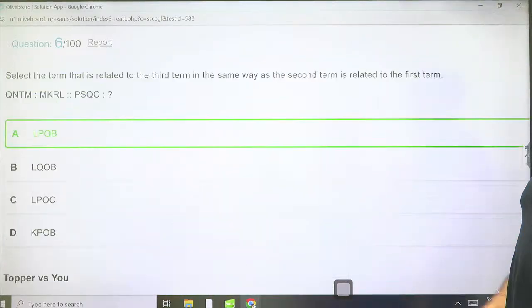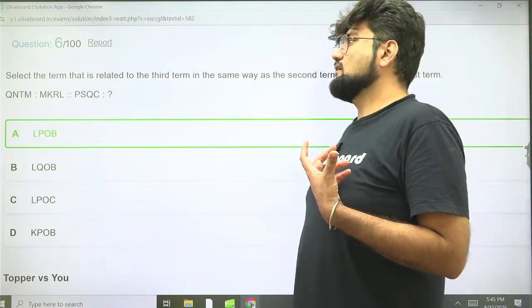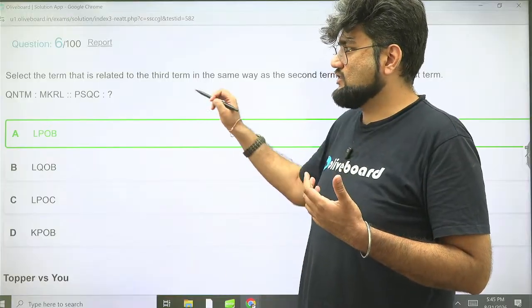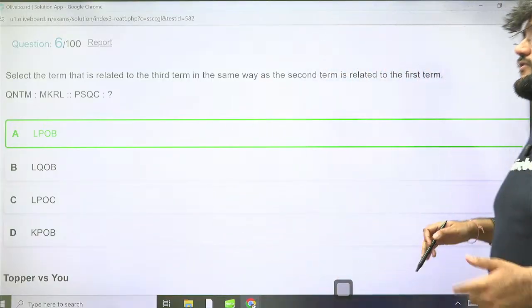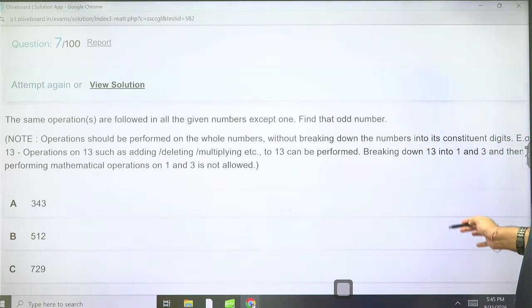Okay. Make it as, I would say, direct and non-verbal as possible. Non-verbal means you are not actually solving or doing anything. Everything you're just visualizing and calculating in your head. For simple questions, at least we can do that. And this is what is going to help you save a lot of time in the reasoning section.